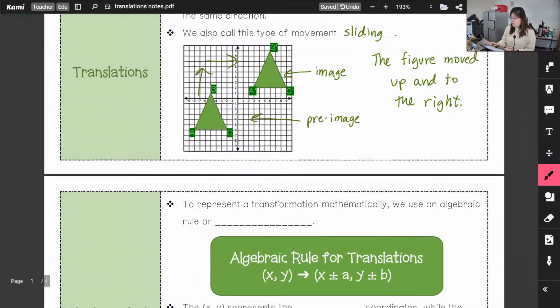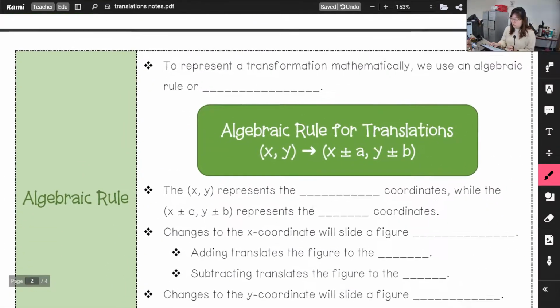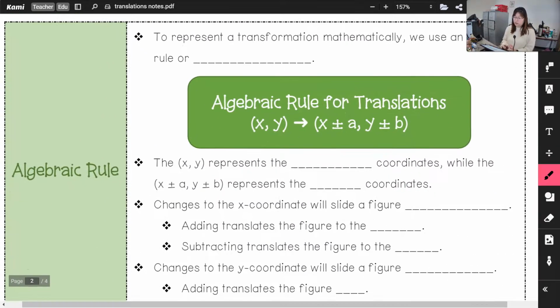So, well, that's all well and good. I think anybody can tell that it moved up and to the right, but what are we going to do math-wise with this? Okay, this is where this part comes in. We're going to talk about the algebraic rule. Okay, to represent a transformation mathematically, we use an algebraic rule, or we also call it an algebraic representation.